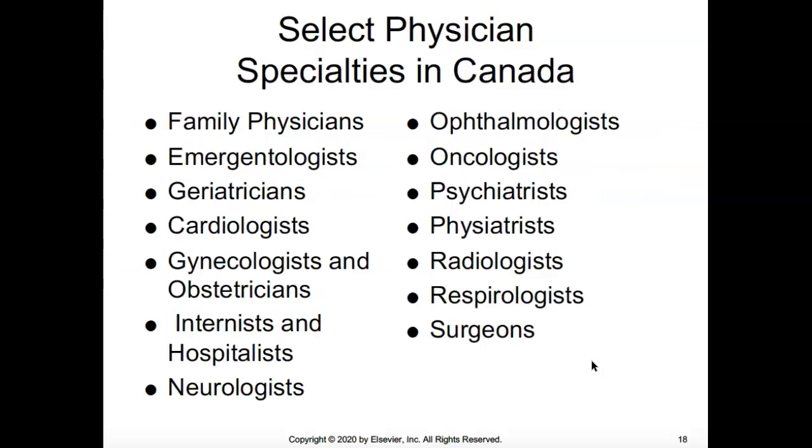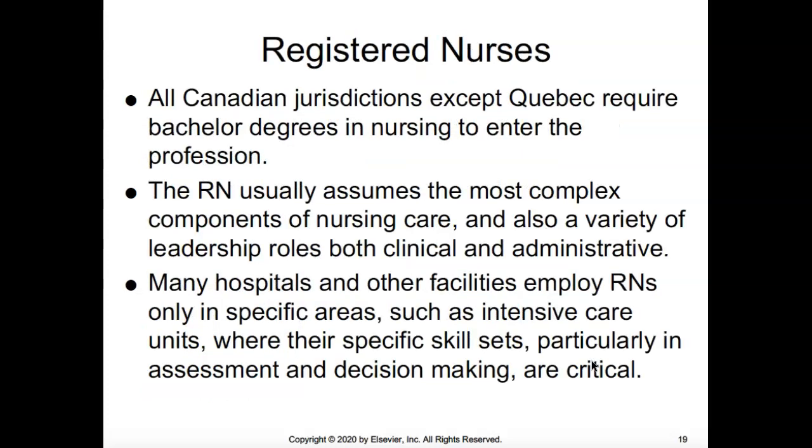Here are some specialists within Canada: family physicians, people who work in emergencies, people who work with the heart, people that work with reproductive organs, people who work with the nervous system, the mind, respiratory system, surgeons, radiology. They go on and on and on. There are all sorts of ways that physicians can specialize within Canada, and this is certainly not the entire list.